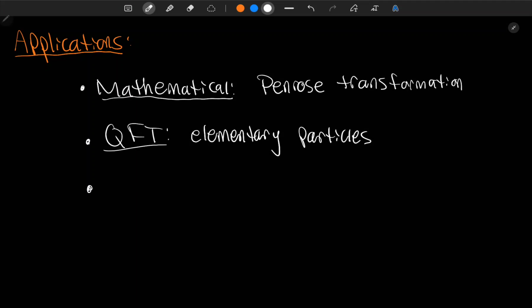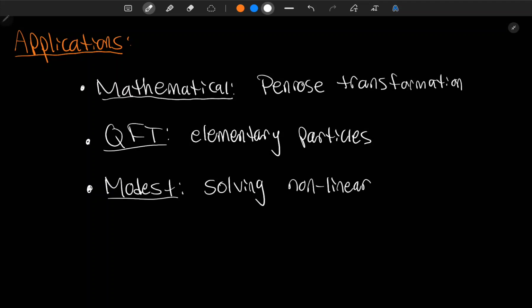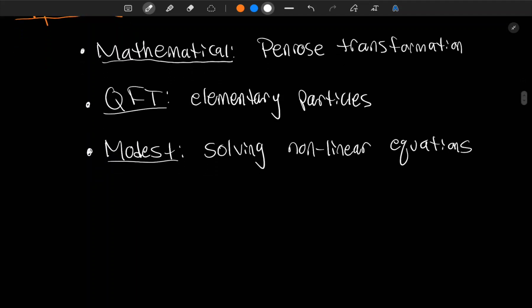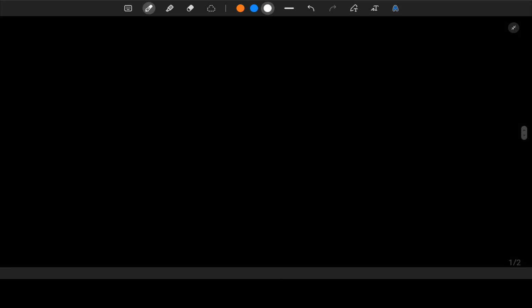A third application is a far more modest one and a more pragmatic one, and that is Twistor theory is very useful in solving certain nonlinear equations. So if you're just interested in solving certain equations, Twistor theory can also be of use. So, assuming any of these seem interesting to you, we can begin just by writing some definitions that will be very useful within this series.